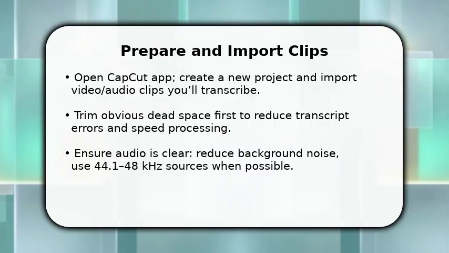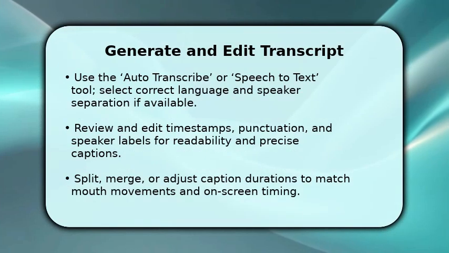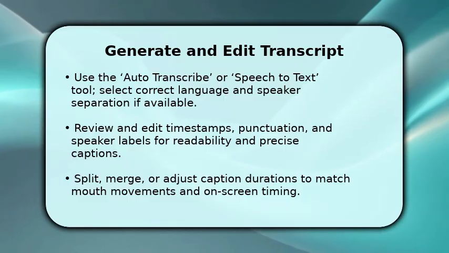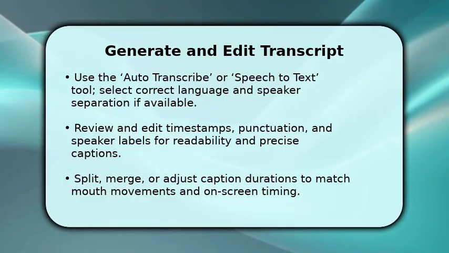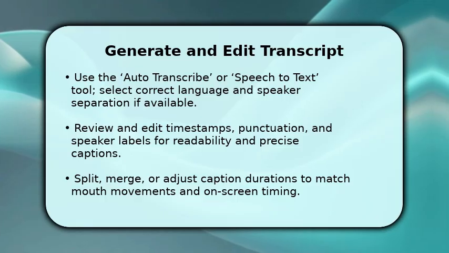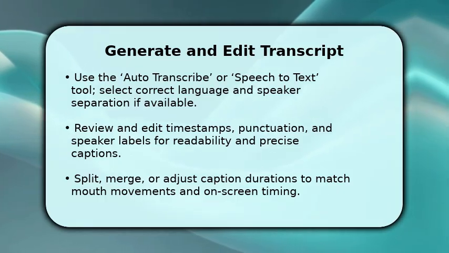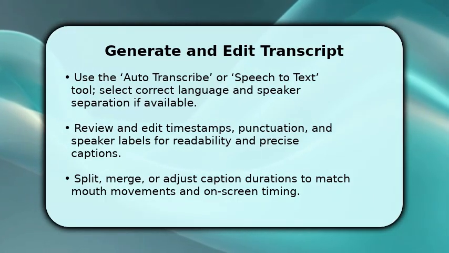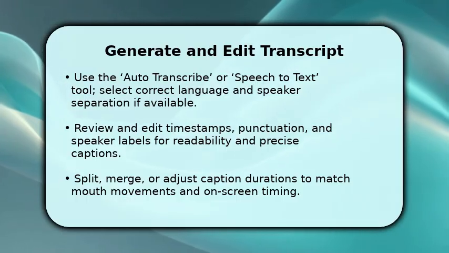You trigger auto-transcribe and choose language and speaker separation so Capcut can detect turns in speech. This matters for multi-person clips. Then, manually review the generated text. Correct punctuation, fix homophones, and normalize proper nouns. These edits improve viewer comprehension and searchability.